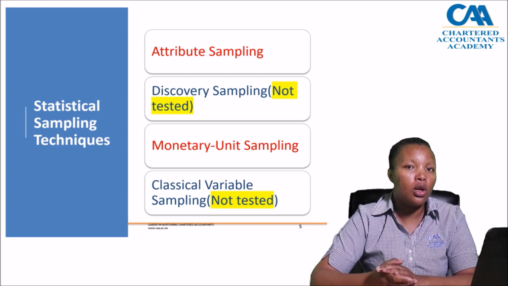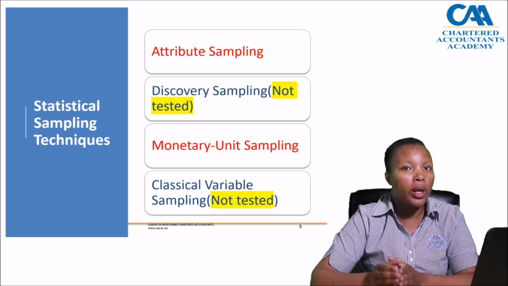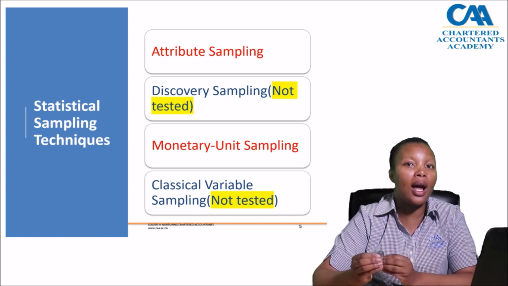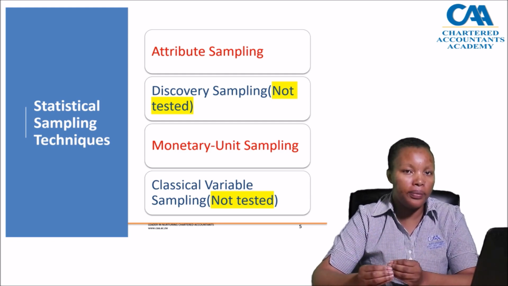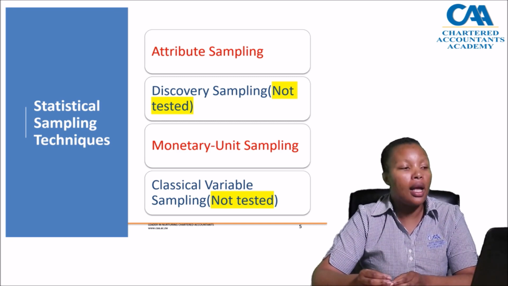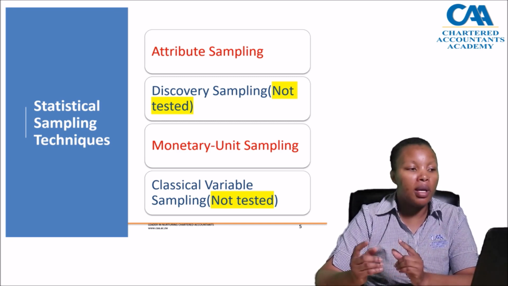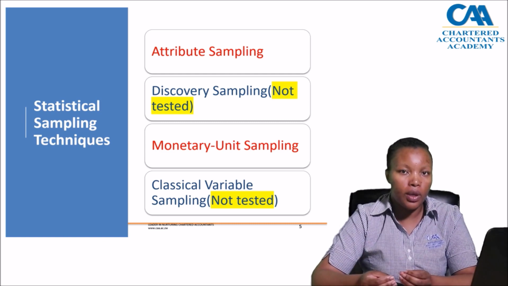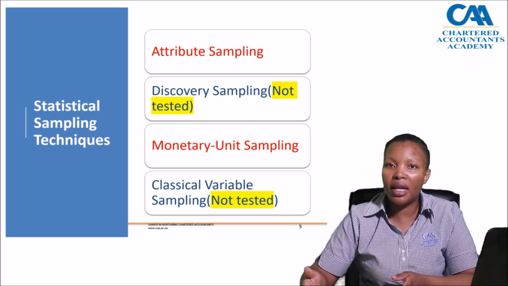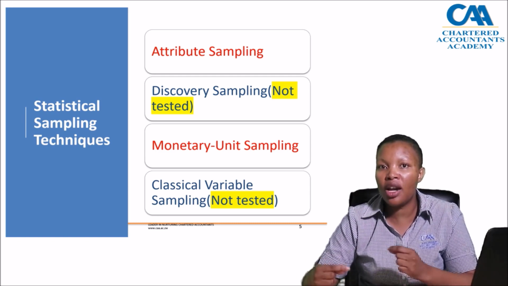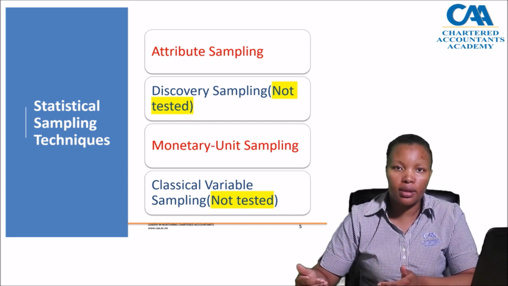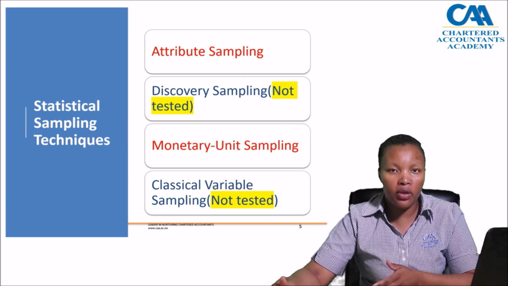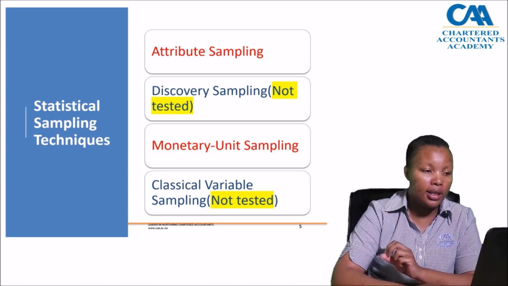What is attribute sampling? Attribute sampling means that every item that is being sampled will or will not possess a certain quality or a certain characteristic, which is an attribute. And when using attribute sampling, the sampling unit is maybe a single record or a document. That is to say that in attribute sampling, the attribute you're looking for is maybe a signature on an invoice, that is the attribute, or pre-numbering, that is the attribute that you're going to be testing for.